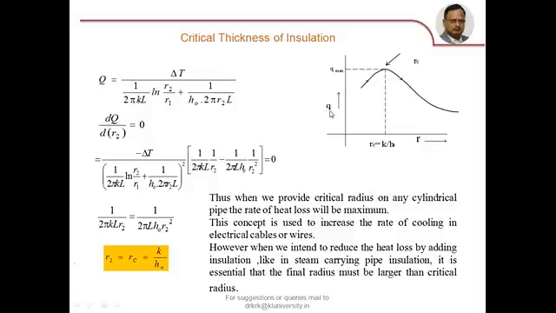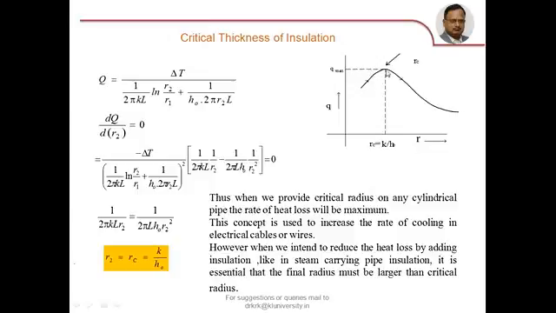If you draw the graph, the rate of heat transfer versus R2 outer radius, you will get a curve like this, which indicates as you go on increasing R2 in positive X direction, the heat transfer first increases, reaches a maximum, and then decreases. The point at which the heat transfer reaches maximum, Q maximum, the corresponding radius is known as critical radius. Critical radius. So we want to identify at which radius the rate of heat transfer becomes maximum.